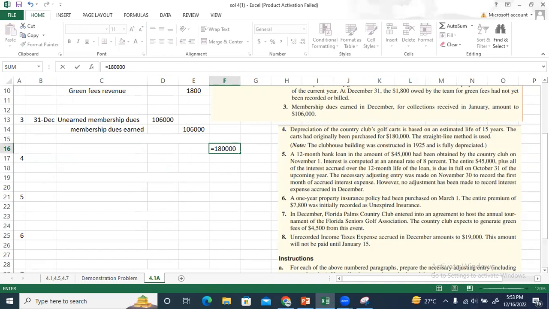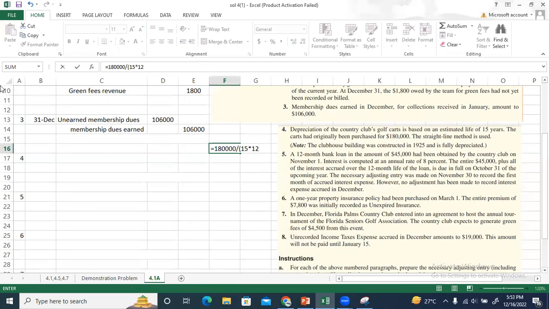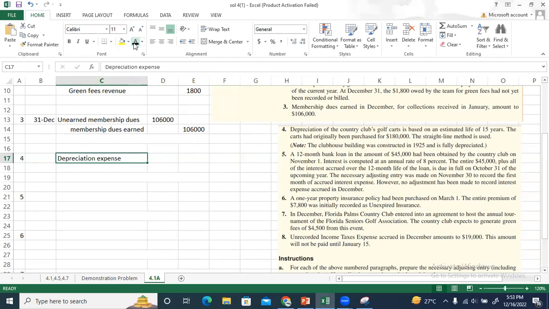So the formula for this was the historical cost, which is 180,000. We're going to take that and we're going to divide it by the monthly depreciation, so 15 years multiplied by 12. One month's depreciation is coming out to be 1,000. We need to record this. And it's the same thing. So we have used the golf cart, so it means it is now an expense because you have utilized something. And it is called your depreciation expense when you use up a non-current asset. So we have recorded that 1,000.